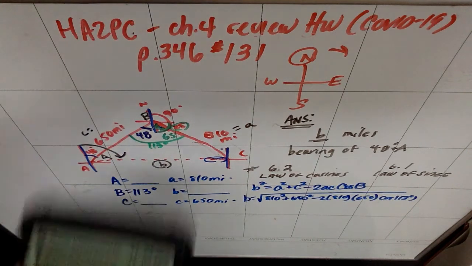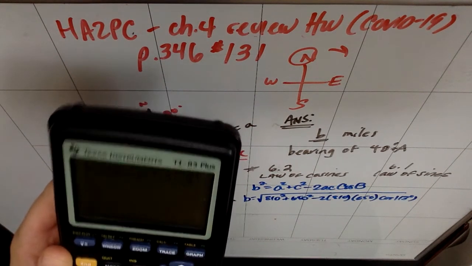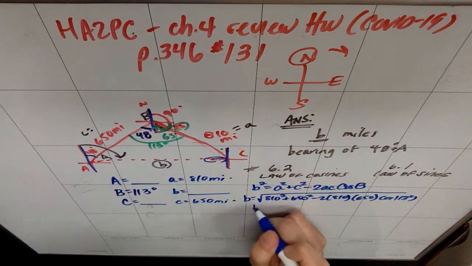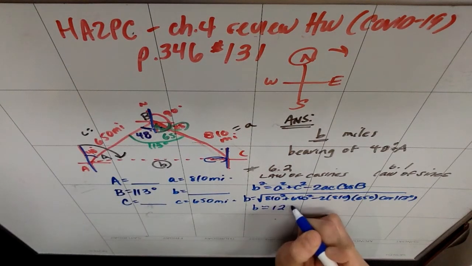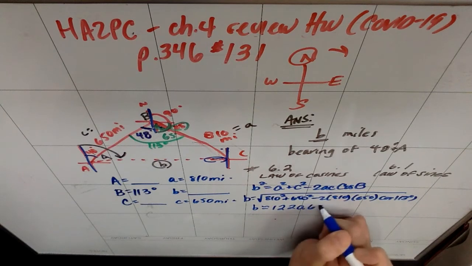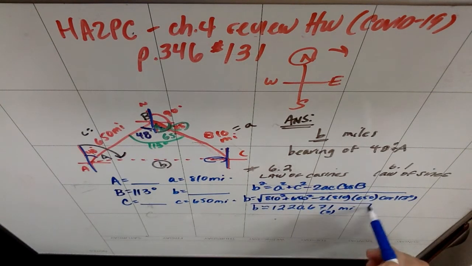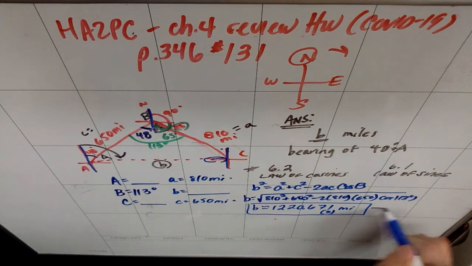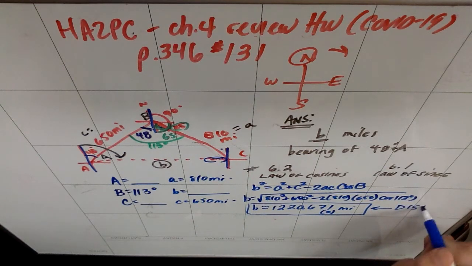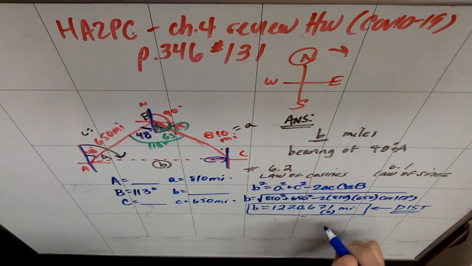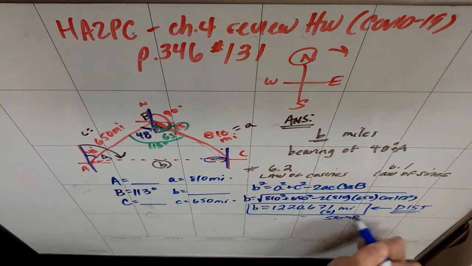Mine was in radian before this because I teach a lot of calc. So I'm going to type this into my calculator, hit enter, and I get that b is approximately 1,220.6712 miles. So that's my first answer, right? That's the first part of my answer. That's the distance between them.